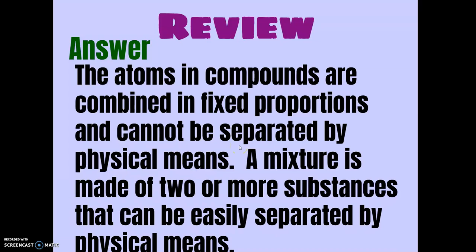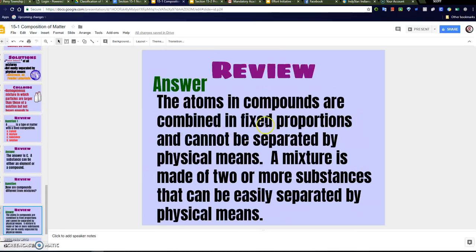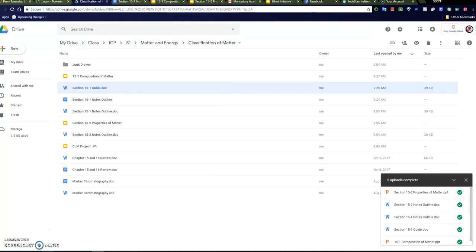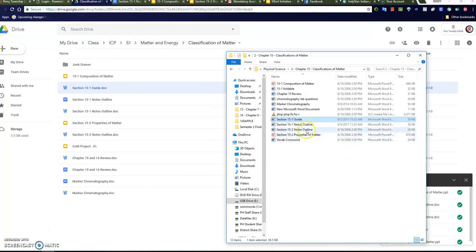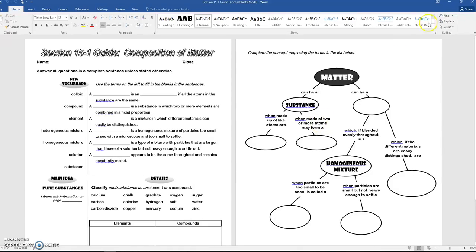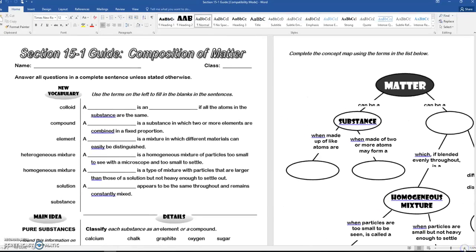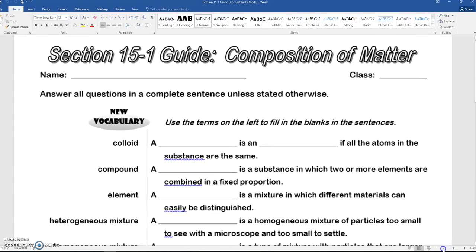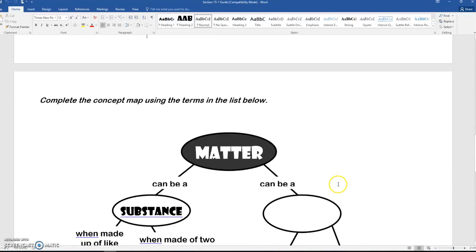So basically what we're doing in chemistry is taking all the matter that's out there and trying to organize it so we can understand it better. So we're going to start out with, here, I'm going to show you this sheet here. Let's find it. So let's take a look at our concept map, which I need to fix a little bit.